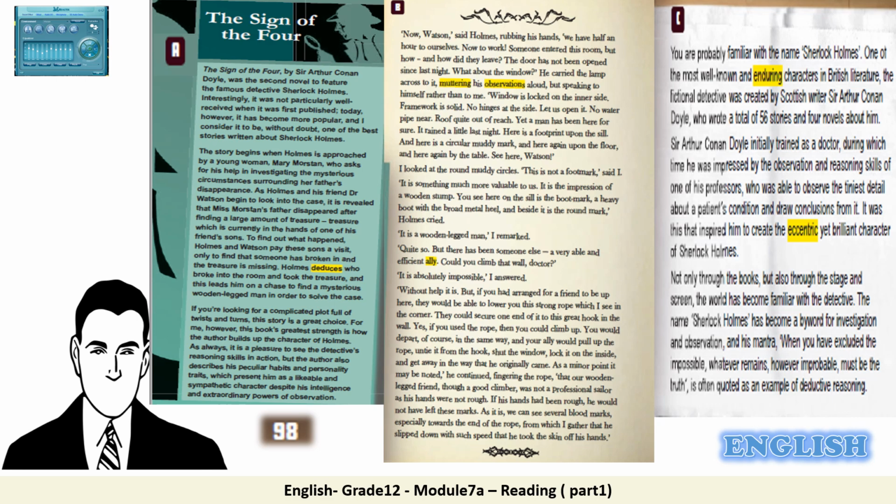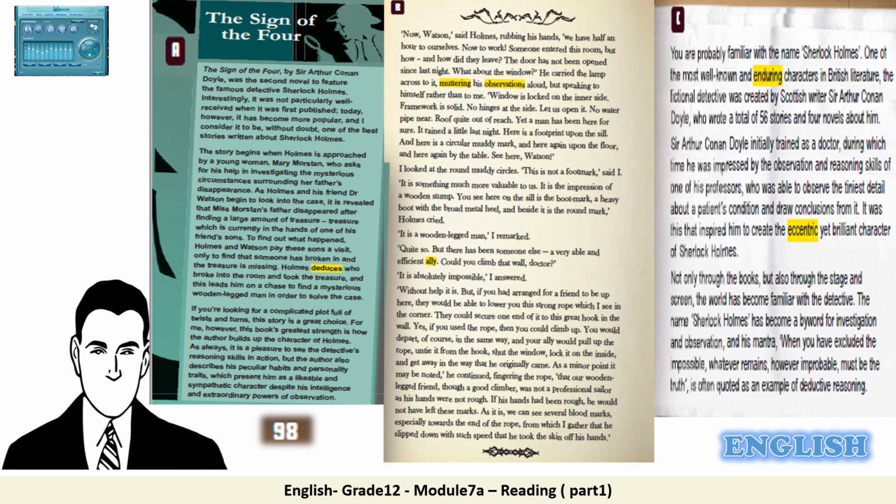If you're looking for a complicated plot full of twists and turns, this story is a great choice. For me, however, this book's greatest strength is how the author builds up the character of Holmes. As always, it is a pleasure to see the detective's reasoning skills in action. But the author also describes his peculiar habits and personality traits, which present him as a likable and sympathetic character, despite his intelligence and extraordinary powers of observation.